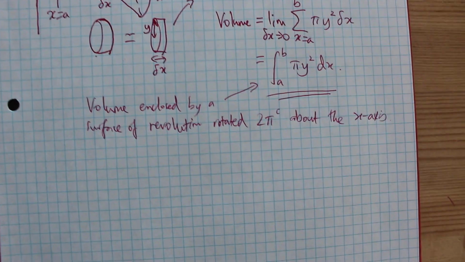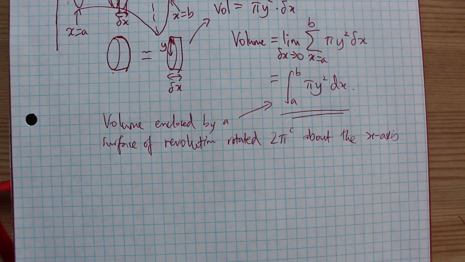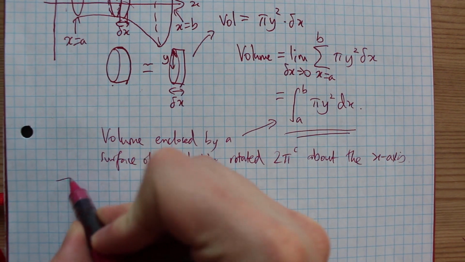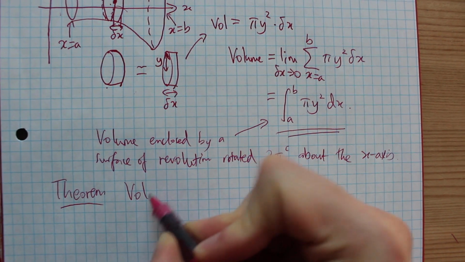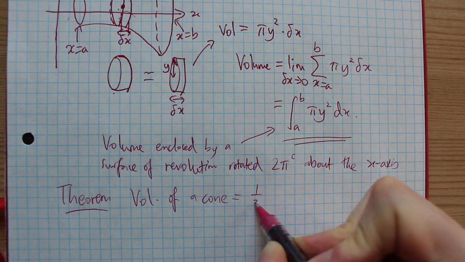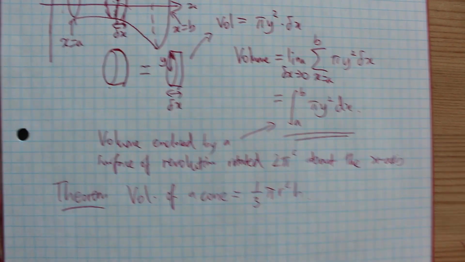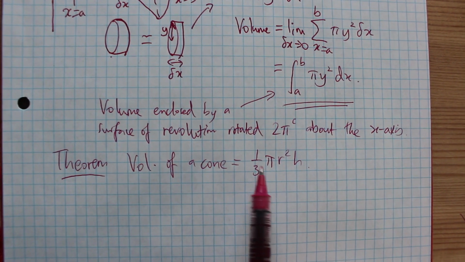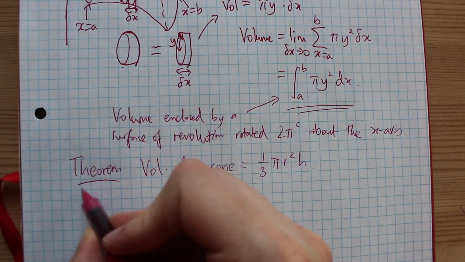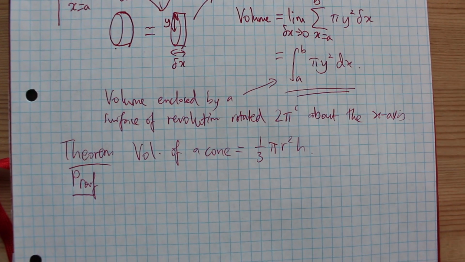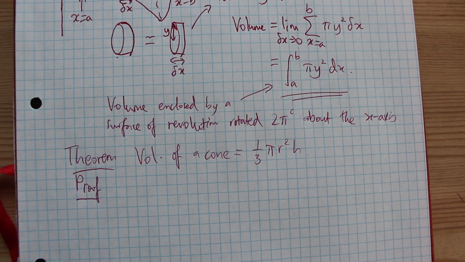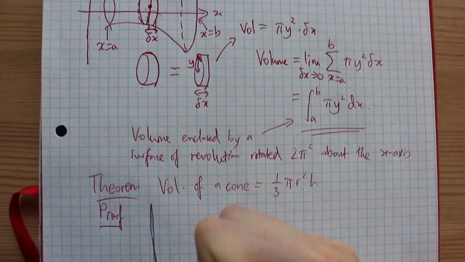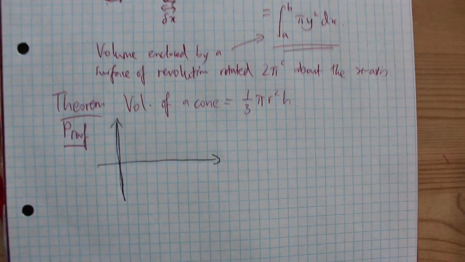And this can be used to prove all kinds of volume facts that you've seen previously that maybe you've never proved before. For example, the theorem that the volume of a cone is 1/3 pi r squared h. What is the proof of this theorem? So it's possible to prove this without calculus, but it's quite hard. Probably the easiest way is, well, let's rotate a line around the x-axis to form a cone. So if I draw some axes, which line could I rotate to form a cone?